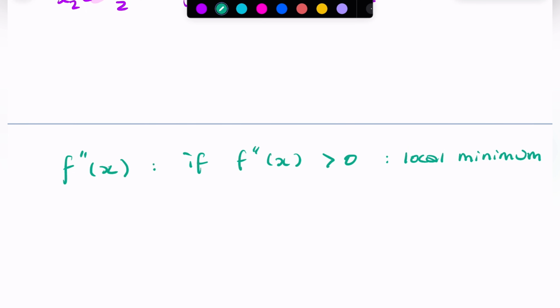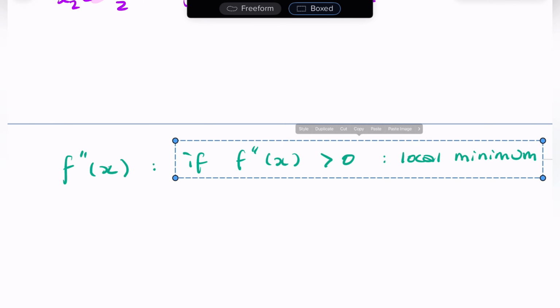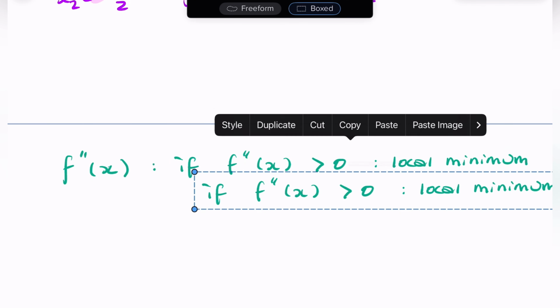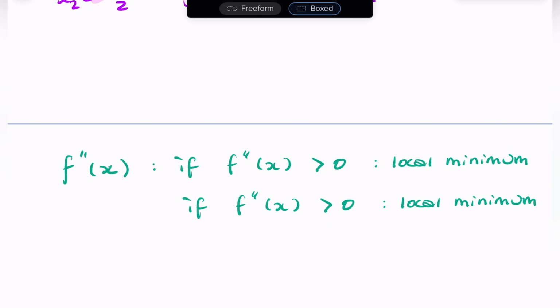And if the second derivative is negative, we have a local maximum. Now, if it happens to be 0, then it's neither a minimum nor a maximum. It could be a point of inflection.